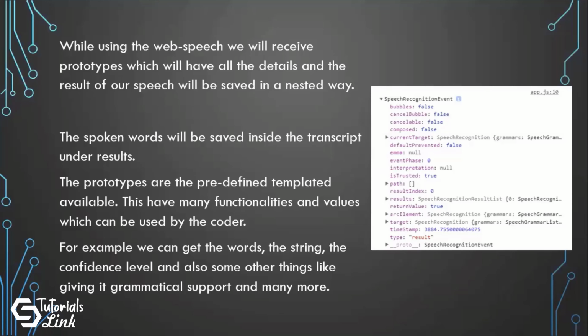The prototypes are the predefined templates available. They have many functionalities and values which can be used by the coder. As I told earlier, the result is in the transcript. So where is the transcript? It is under the results. And where is the result? It is under the speech recognition event. So this is the whole nesting which we have to refine in our JavaScript, because we cannot access this directly. For example, we can get the words, the string, the confidence level, and also some other things like giving it grammatical support and many more through these predefined templates.